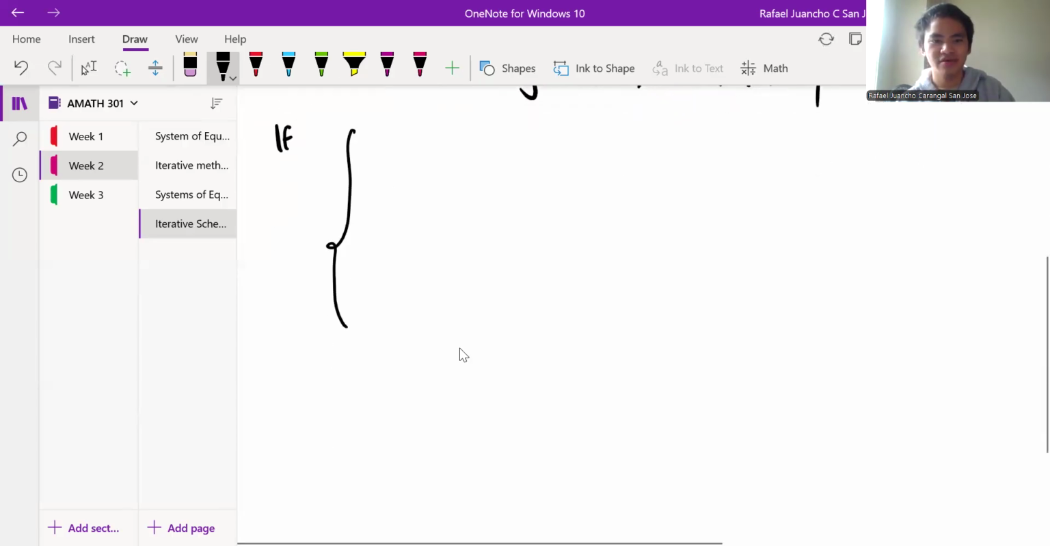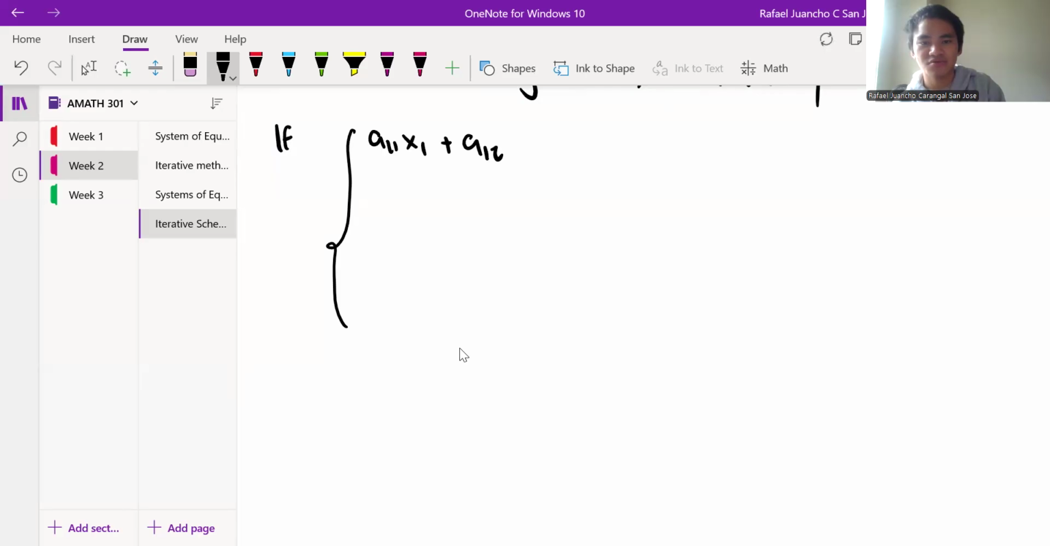So let's say I'm given a linear system: a11 x plus a12, and I think this is, oh no, this is x, my bad. This is y, a13 z is equal to some b1.